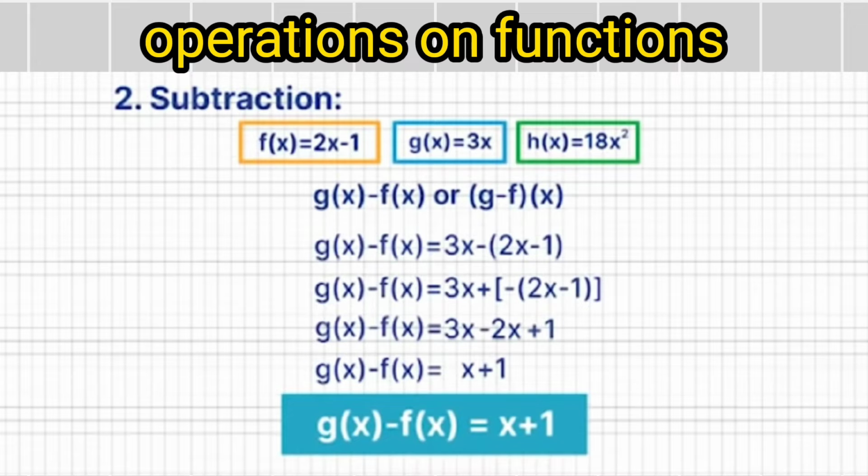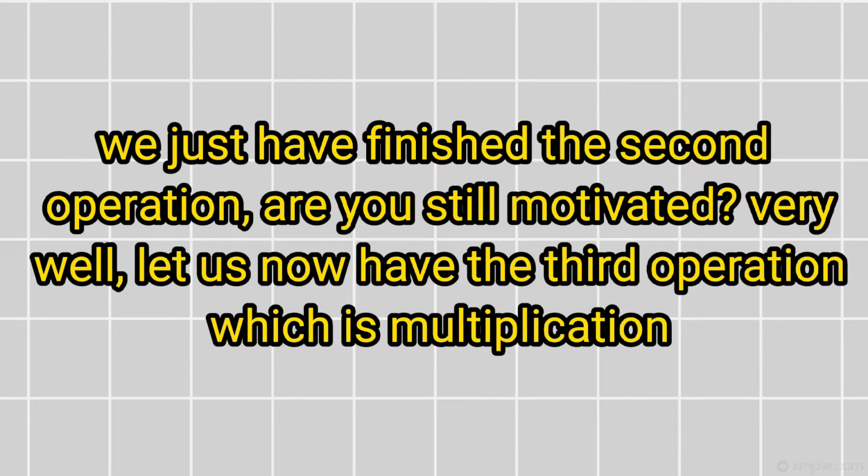We may now combine similar terms, in this case 3x and negative 2x. 3x minus 2x is 1x, or simply x. Hence, we say that g of x minus f of x is equal to x plus 1. We just have finished the second operation. Are you still motivated? Very well.